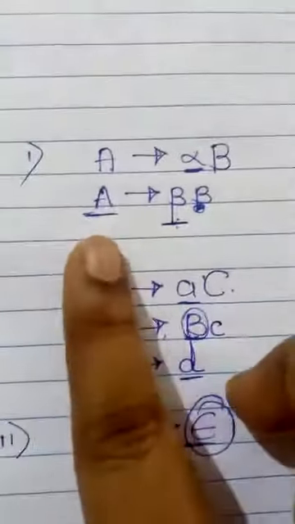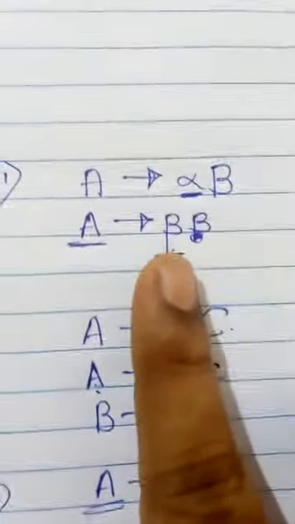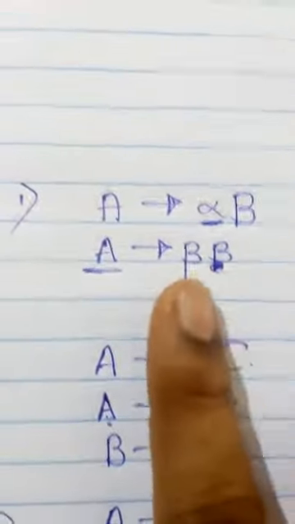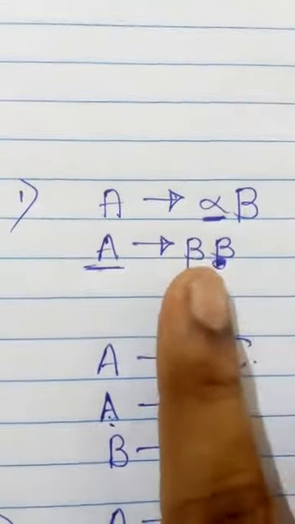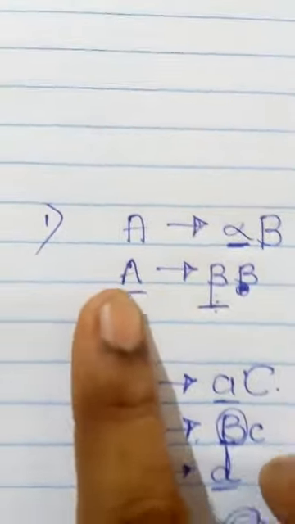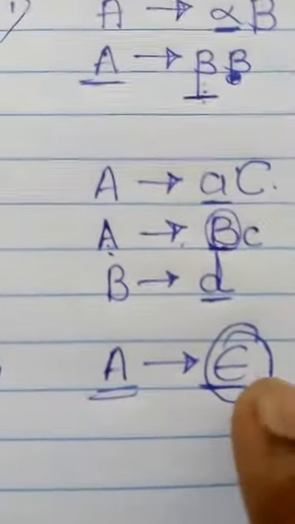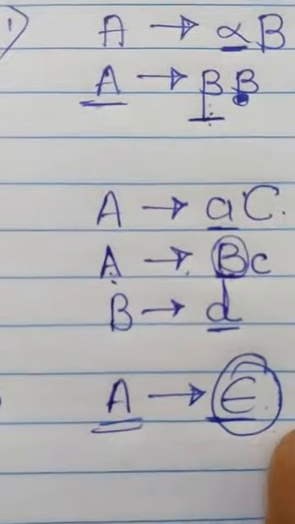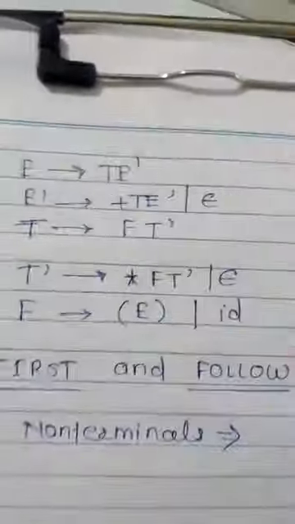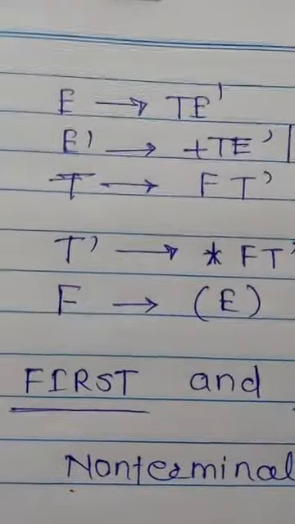Okay, if A gives you beta, where beta is a non-terminal, then obtain first of beta and add it into first of A. And the third rule says if A gives you epsilon, then first of A must have epsilon in it. Okay. Now come to our problem. This is our problem. Okay. And we have to find first.